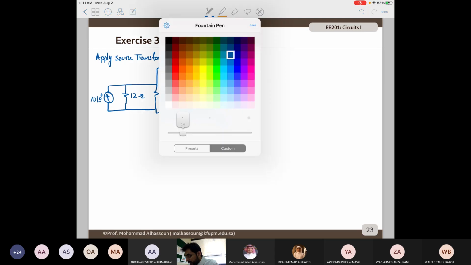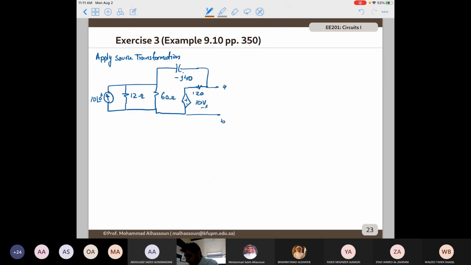So Vx is actually the voltage across the 60 ohm resistor. So if I combine the 60 and 12, they are parallel. So the voltage across them will be still Vx. So that's what I'm going to do. I'm going to combine them in parallel. So 12 parallel with 60, this is going to give me 10.